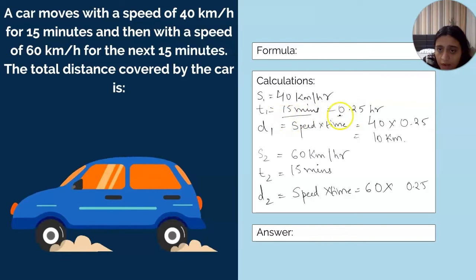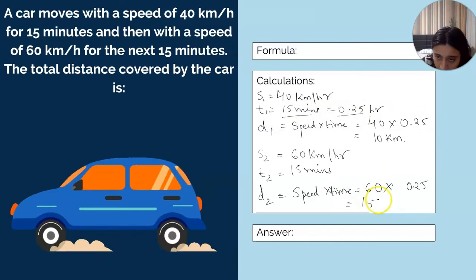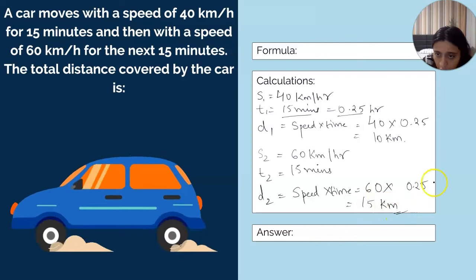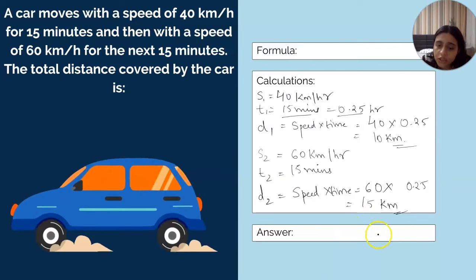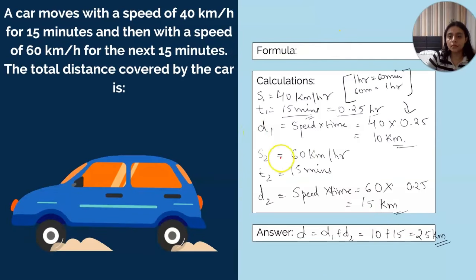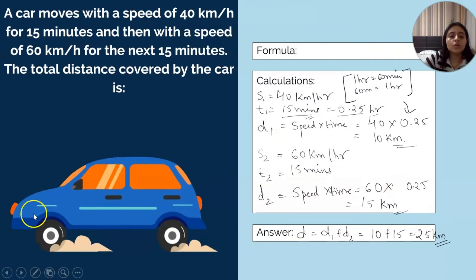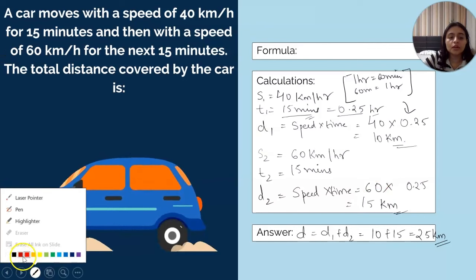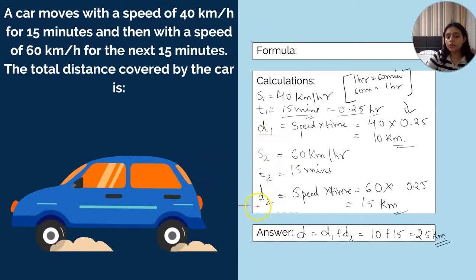Here only we have calculated it, and then the distance 2 will be 15 kilometers. All right, so the total distance you need to calculate. So we have calculated distance 1 and distance 2, and then the question is asking you about the total distance. So what we will do for the total distance, we are going to add D1 and D2 like this, right?